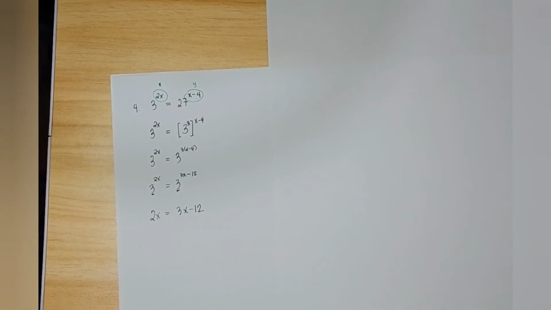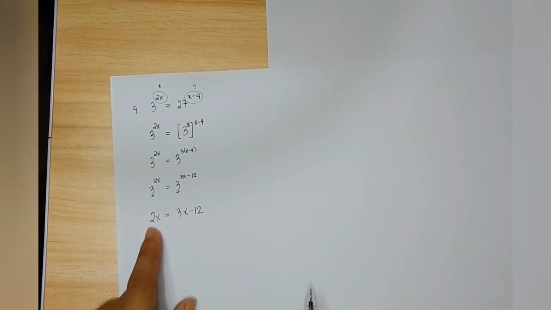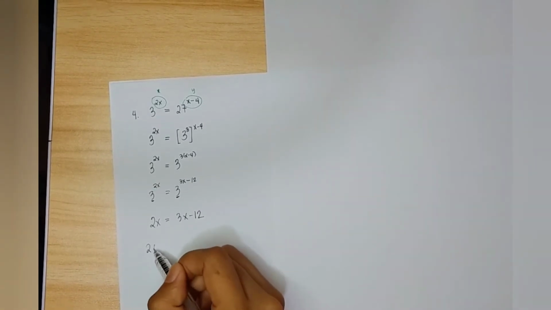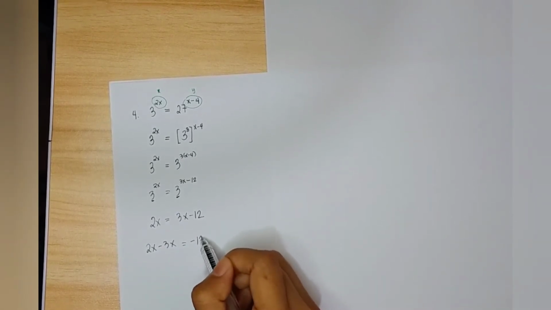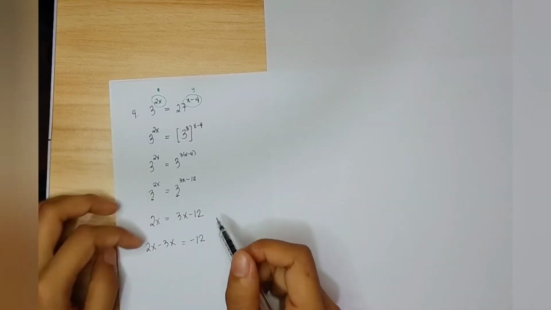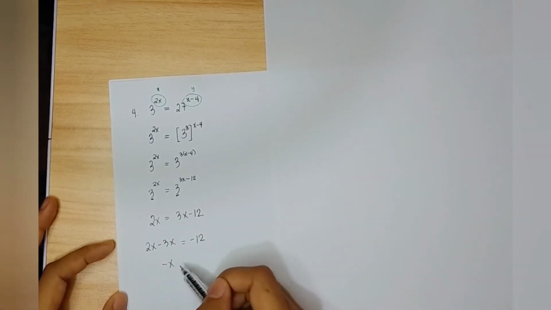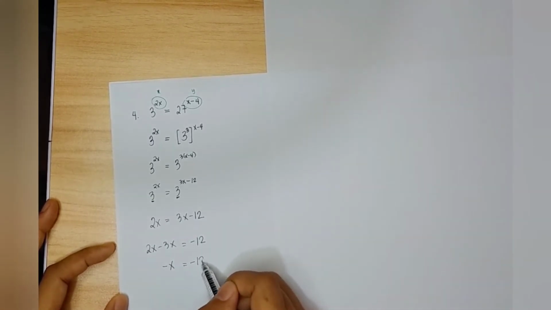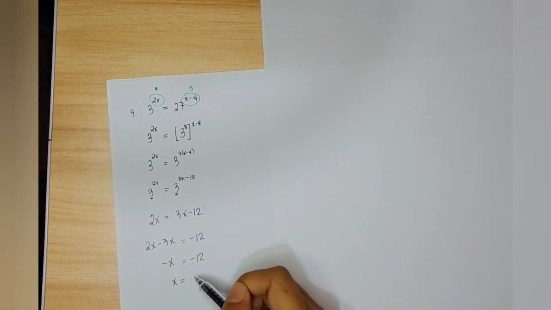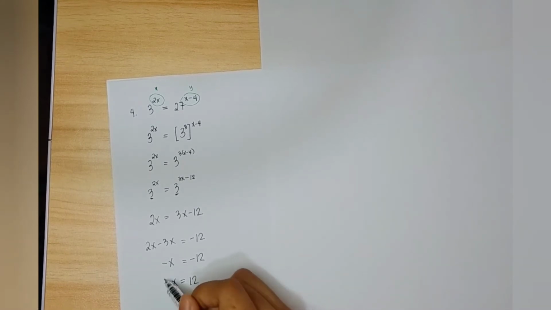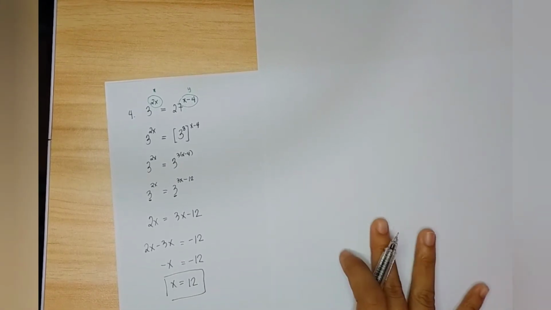Okay? Then, after that, transpose natin ito. So, 2x minus 3x is equal to negative 12. So, 2x minus 3x, that is equal to negative x. That is equal to negative 12. So, negative divided by negative, that is positive. So, x is equal to 12. So, yan yung value ng x natin.